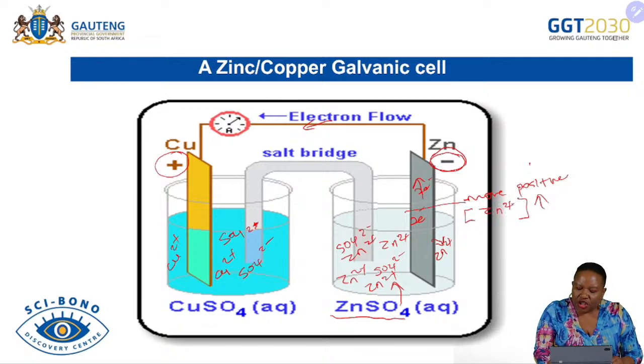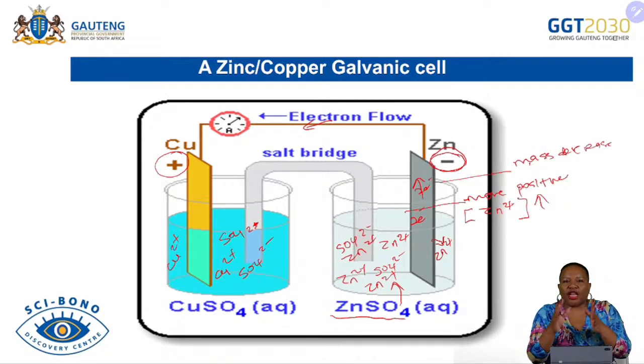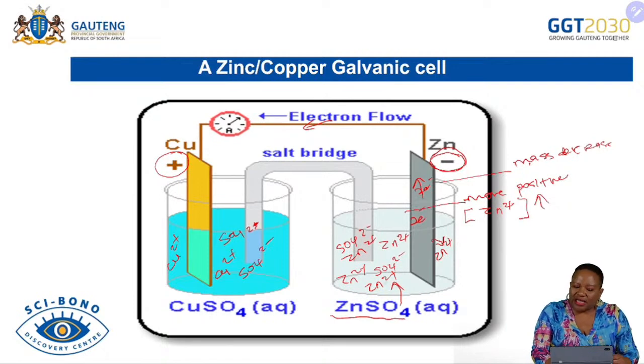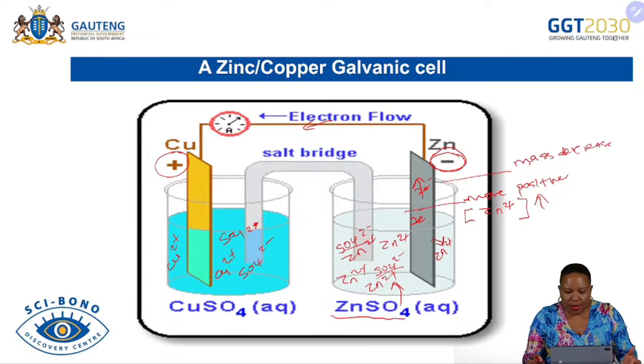And if the concentration of zinc 2 plus ions increases, what happens to the zinc electrode? The zinc electrode mass will start to decrease. Why is it decreasing? Because the zinc is becoming smaller and smaller as it is dissolving into the zinc sulfate solution, making the zinc sulfate solution more positive, because more positive ions are coming into the solution, whereas the negative ions are remaining as they were in the beginning.